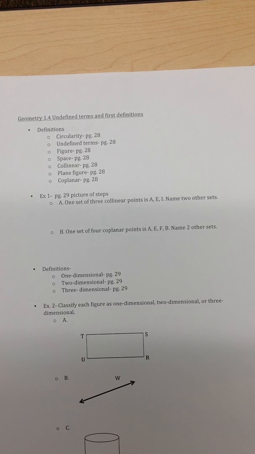Next definition is figure. A figure is a set of points. They're using the word points, so we don't have to define that because that's one of our undefined words. So when we're talking about a figure, it's a set of points. Typically in a book, they'll say something like see figure 1.2. That basically just means a picture. So a figure is just a picture of something, but the geometry definition of it is a set of points.